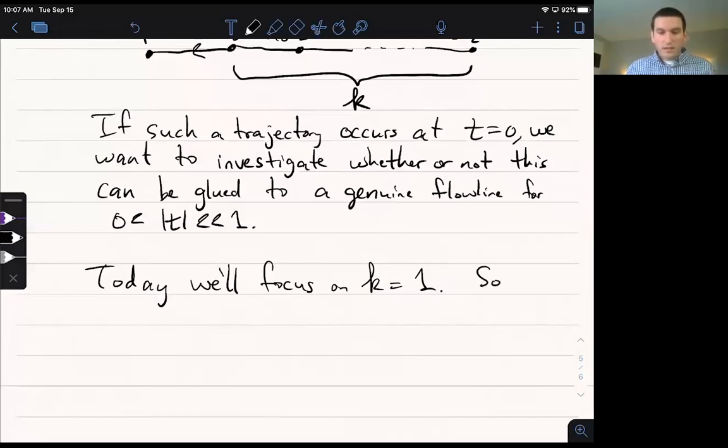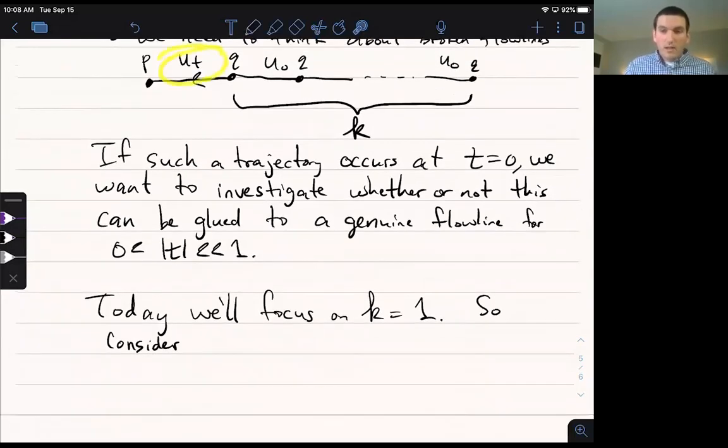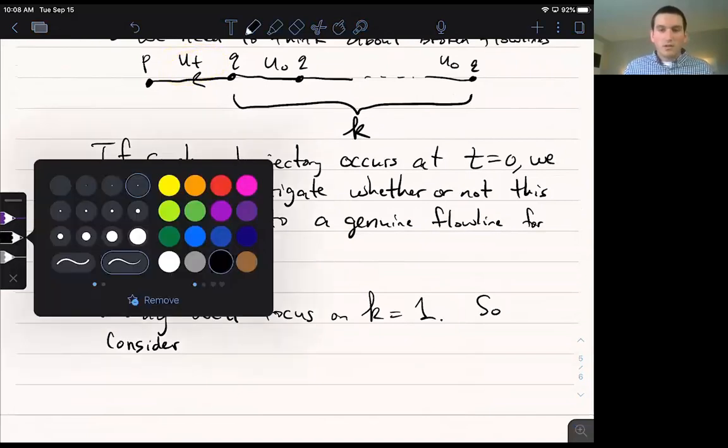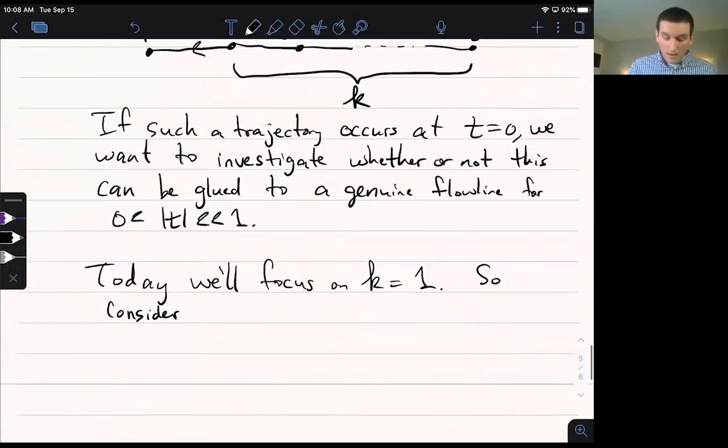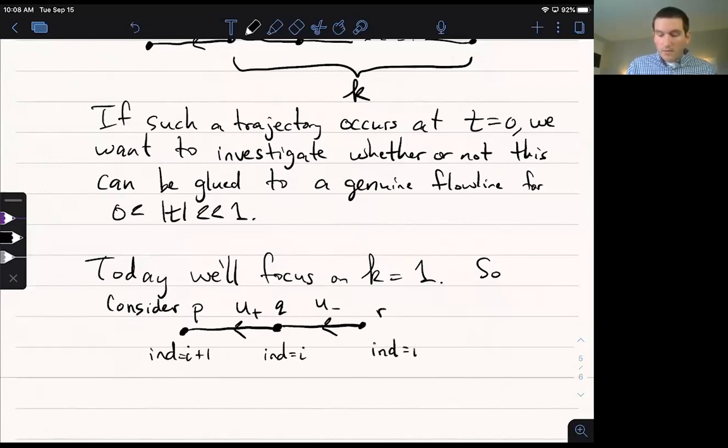So just for the sake of ease of notation, by ease of notation, I mean since I have a curve called u plus, I'm going to write u plus and u minus all the time, so I might as well make it look intentional now instead of calling my curve u naught. So we're going to have a point P, a flow line u plus down to Q, a flow line u minus down to R, where P has index I plus 1, Q has index I, and R also has index I.